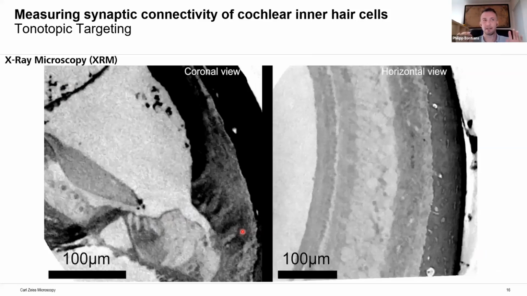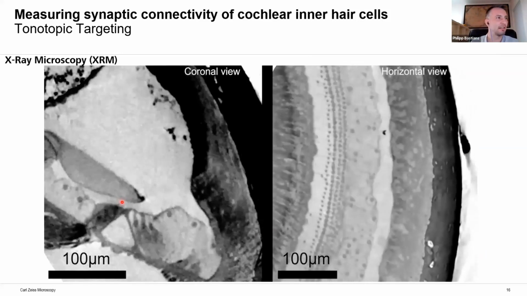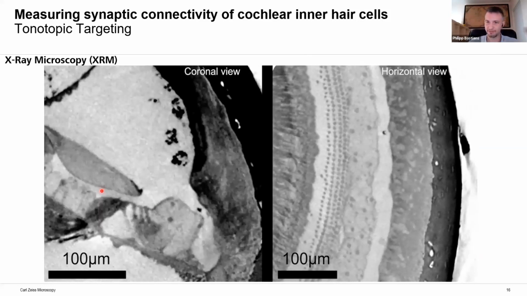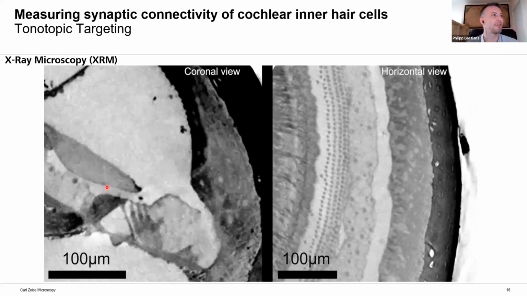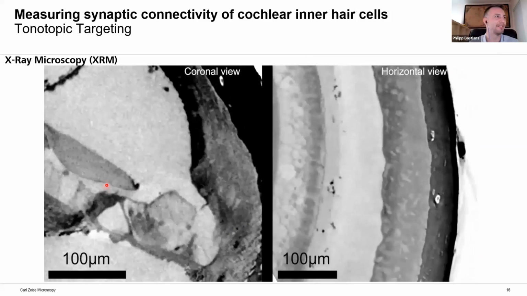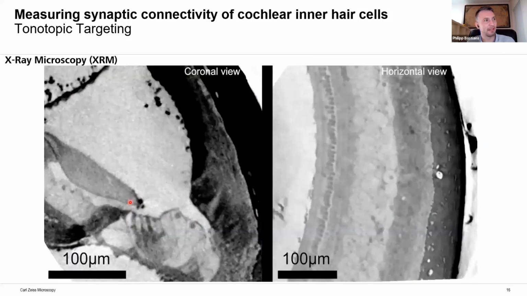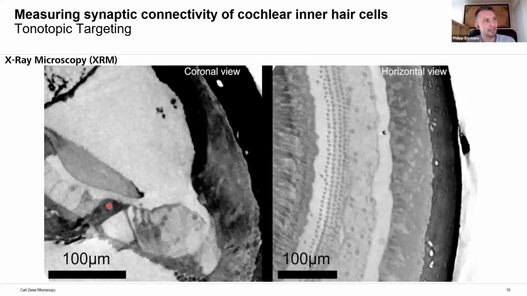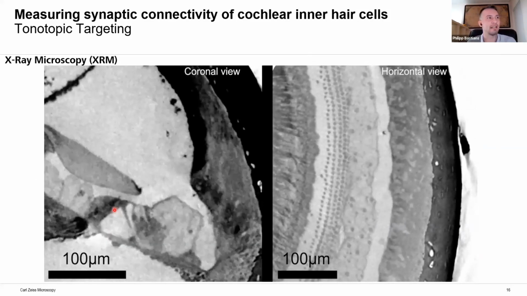So these are two views, reslices of that three-dimensional X-ray data set. And on the left side, you actually see I think it's called the tympanic membrane, right, which is vibrating whenever there's a sound eventually hitting the cochlea. And eventually down there, you can replay the video, there are the outer hair cells, and this area here is the location of the inner hair cell.